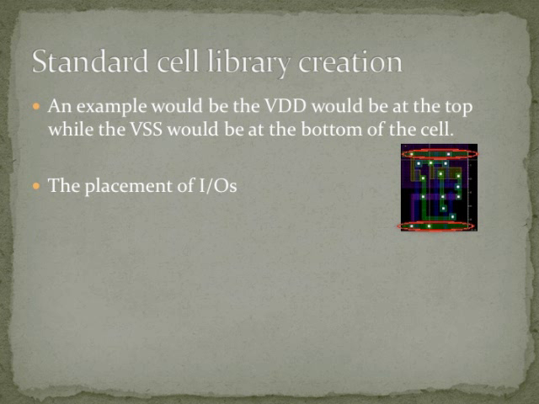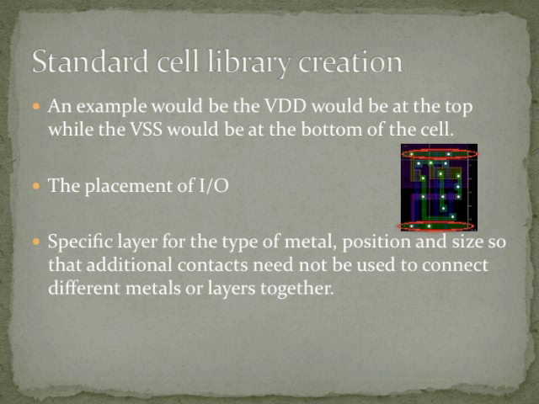Talking about the placement of inputs and outputs in standard cell library creation, it is very important as it would affect the complexity of routing between different cells. For the input and output, there must be a specific layer for the type of metal, position and size so that the additional contacts need not be used to contact different metals or layers together.